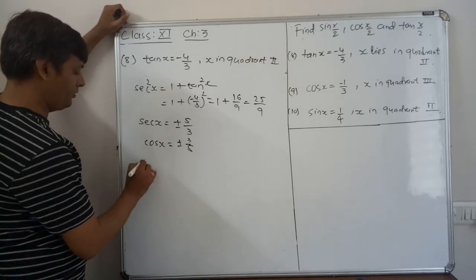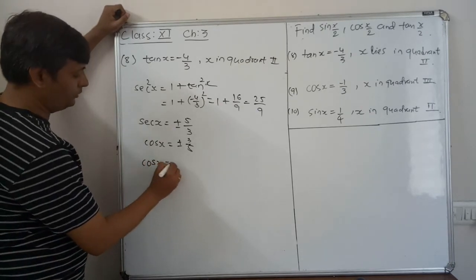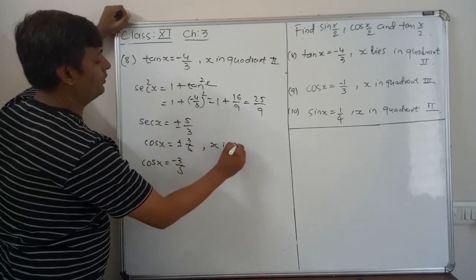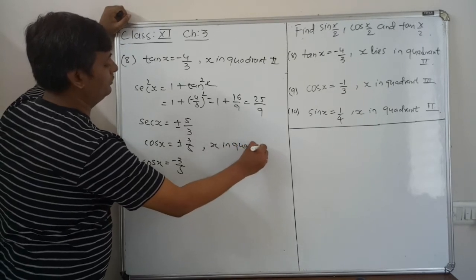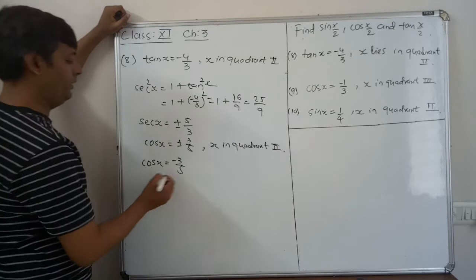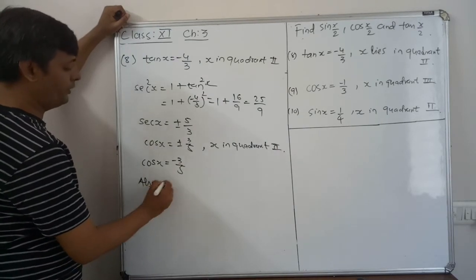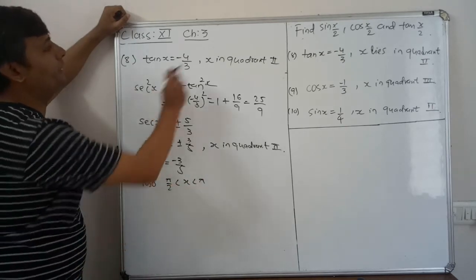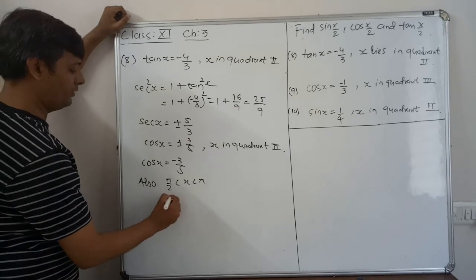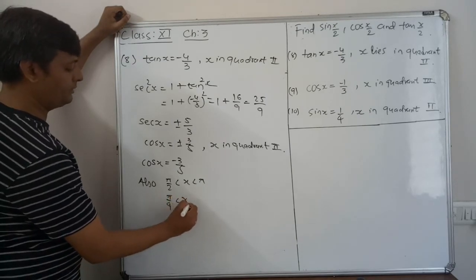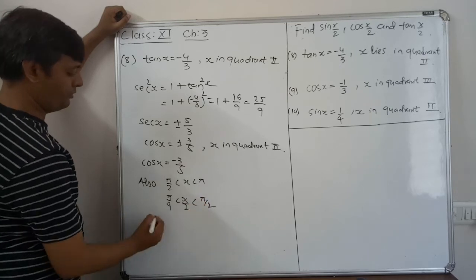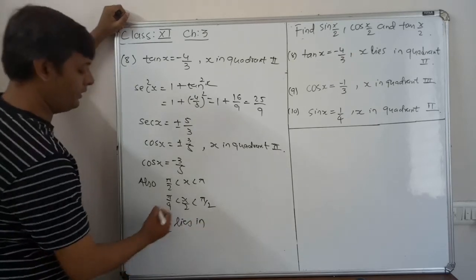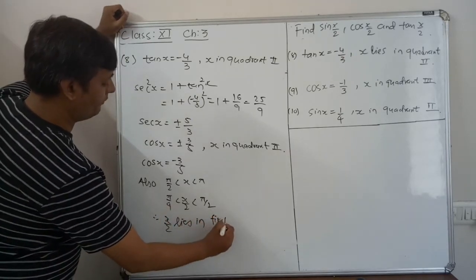So therefore cos x is equal to, सेकंड क्वाड्रेंट में cos क्या होता है? नेगेटिव, because x in quadrant 2, right? Now also you can write second quadrant मतलब pi by 2 less than x less than pi, but we need the half angles. So pi by 4 less than x by 2 less than pi by 2. So here x by 2 lies in a first quadrant.